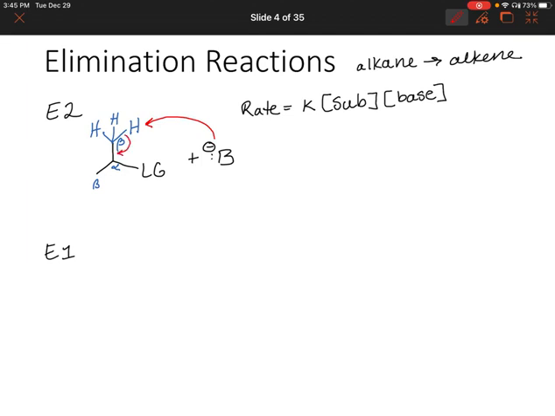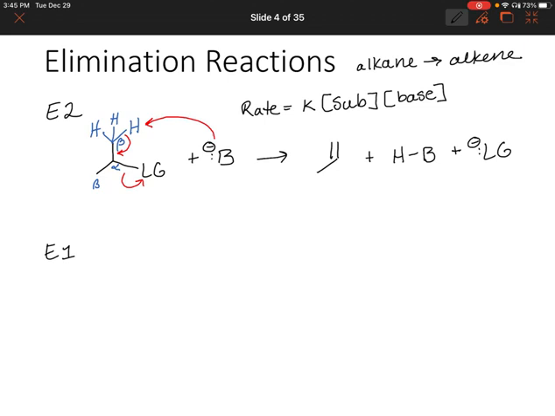The shared electrons will be left behind to form a double bond, and then that's going to kick out the leaving group, which will take its shared electrons with it. So we end up with an alkene. We also end up with a conjugate acid, and our leaving group with a negative charge. So for E2, because it's a second order reaction, everything happens in one step.